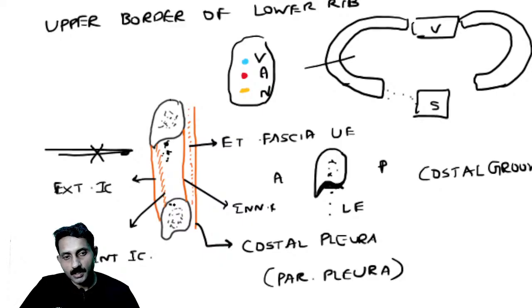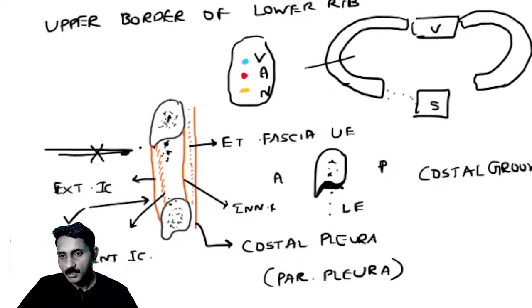If I put it in the upper border of the lower rib, we can take this as the second rib, not first. We can take like third rib and fourth rib. Where do we have to put? In the upper border of the lower rib. If you put the needle here, this is the right way. Should not put on the lower border of the upper rib. Can you understand the concept?